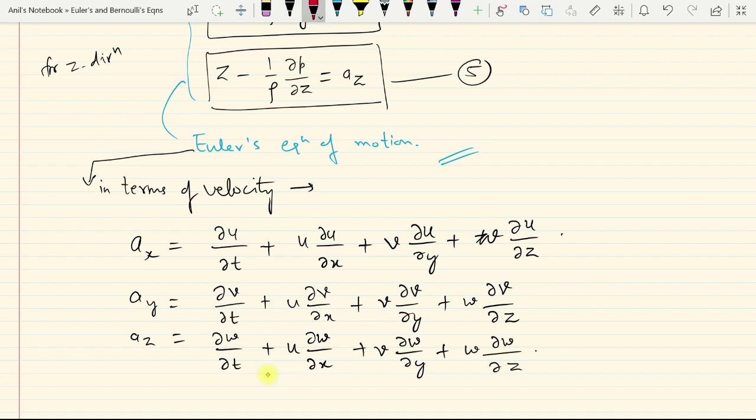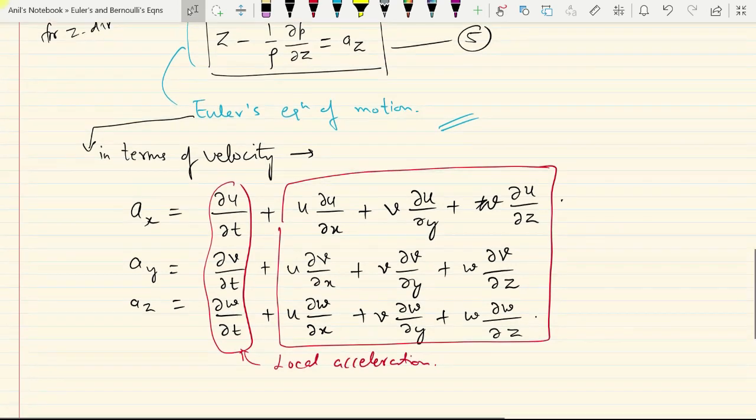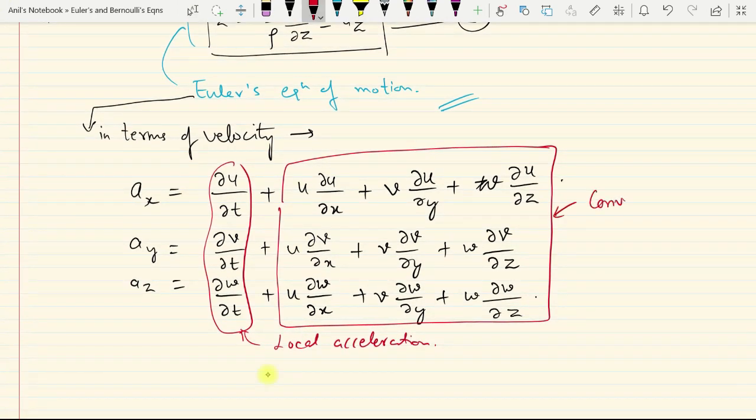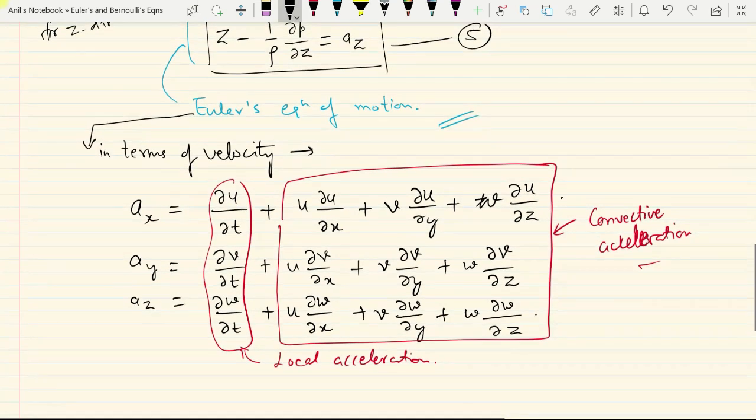As we know, these three components, the del by del t terms, are called local acceleration components in fluid, and the rest of the components, which are in terms of space, are called convective components, convective acceleration. We can substitute these components back into Euler's equation.